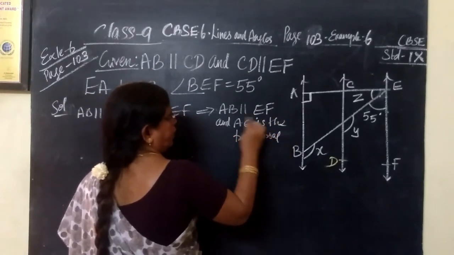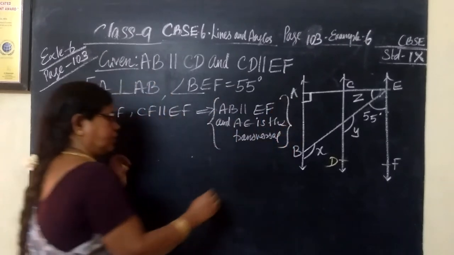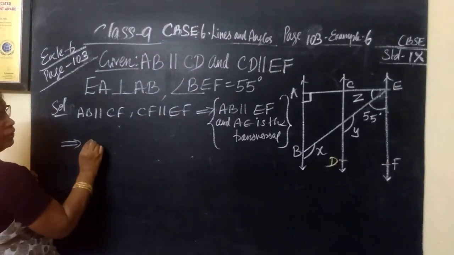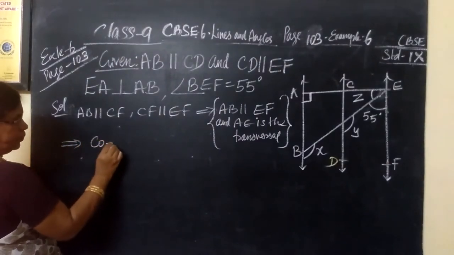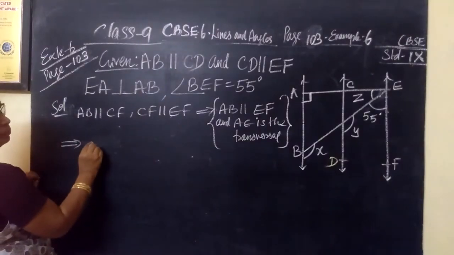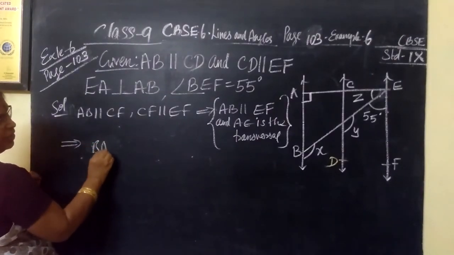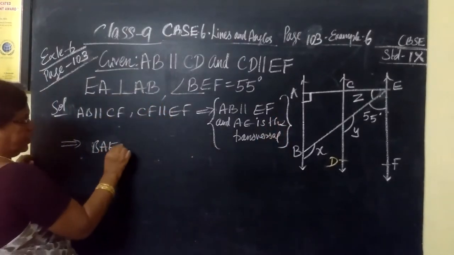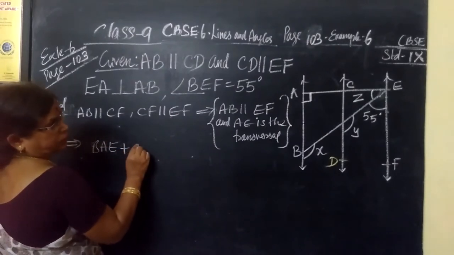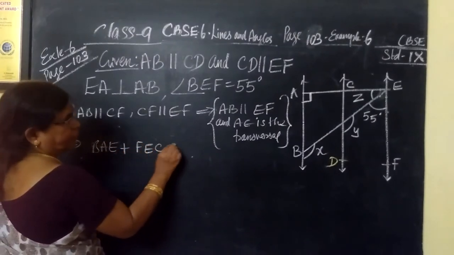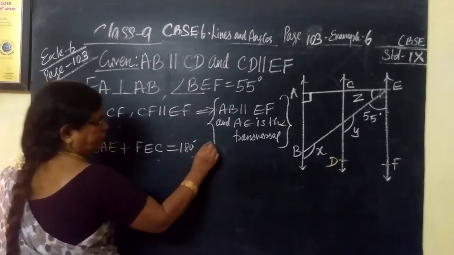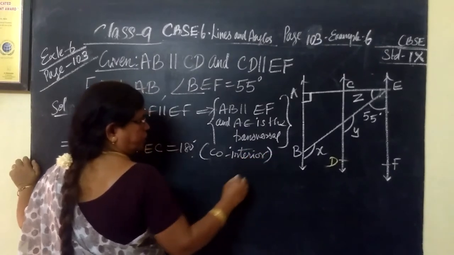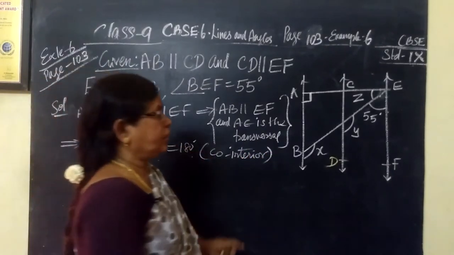AE is the transversal. So we know parallel and transversal, which implies co-interior angles. Angle BAE plus angle FEC equals 180 degrees. Reason: co-interior angles are supplementary. Sum of the co-interior angles equals 180 degrees.